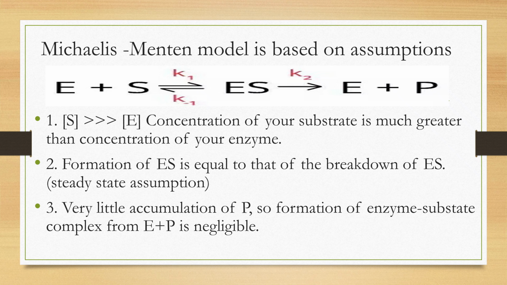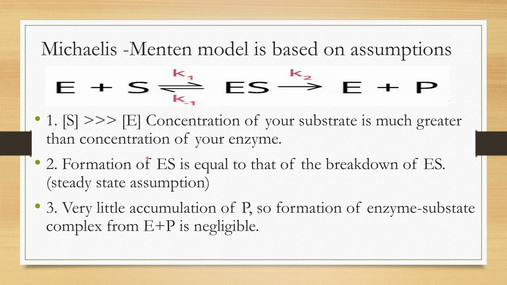Michaelis-Menten's equation is based on a few assumptions. Okay, now these are the three basic assumptions. First is that the concentration of your substrate is greater than that of your enzyme. That is, your concentration of substrate is much greater than your concentration of enzyme.